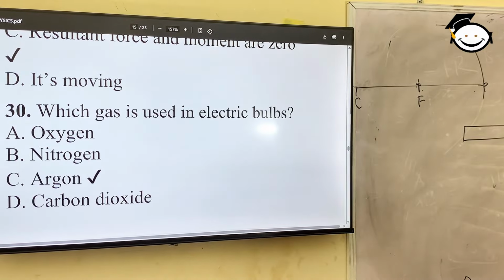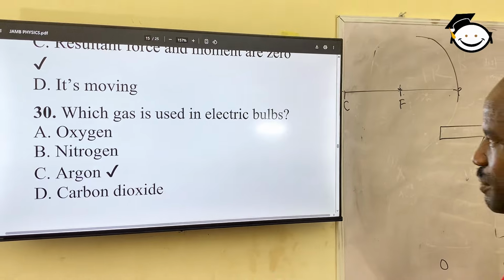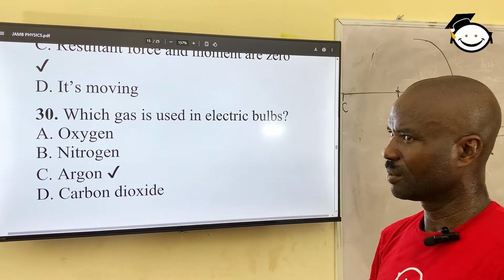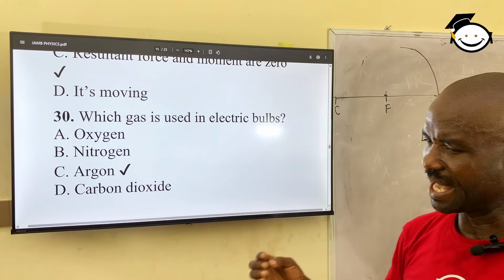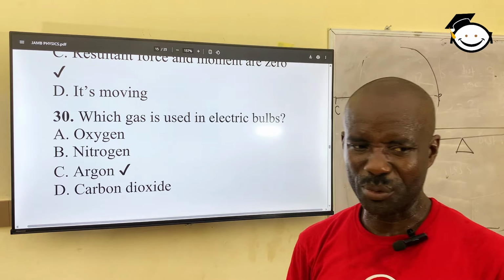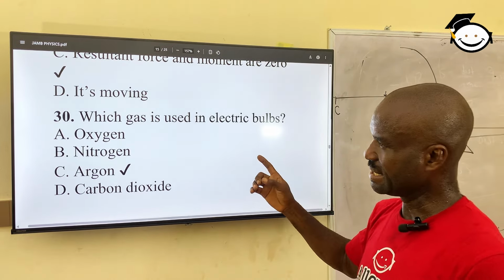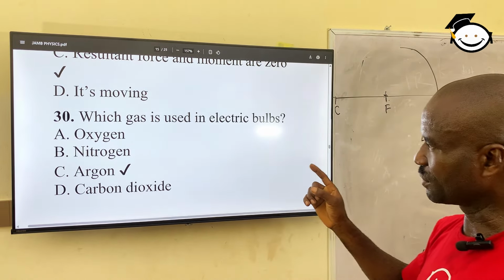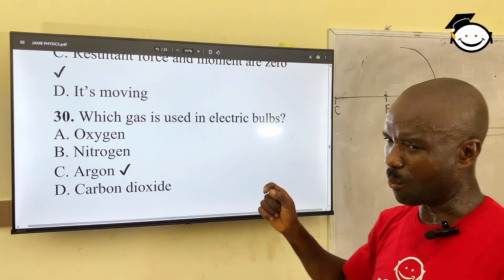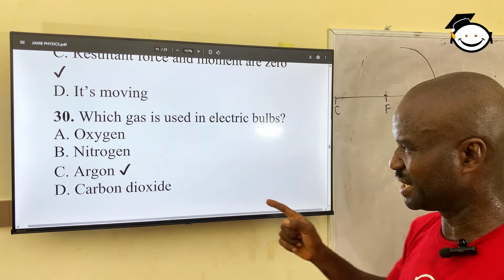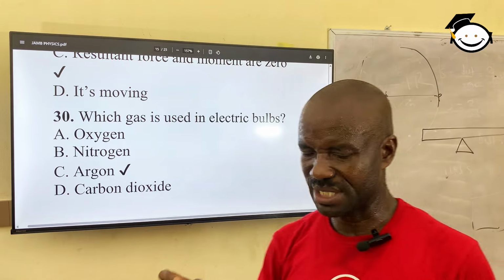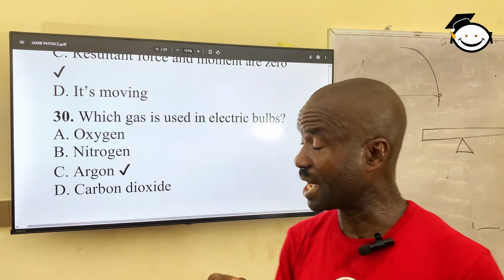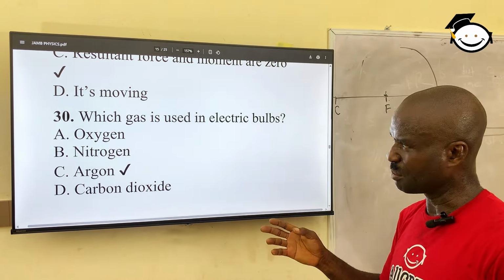Which gas is used in an electric bulb? The essence of a gas in an electric bulb is to protect the material, the wire in the bulb, from oxidation. And when we say oxidation, it prevents this wire from being broken or destroyed.